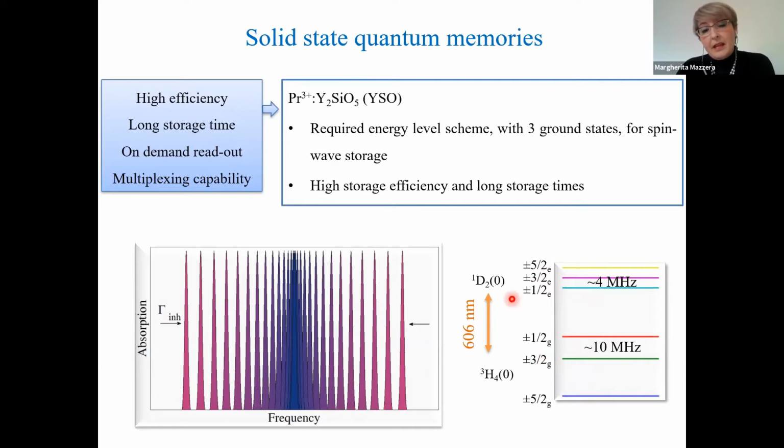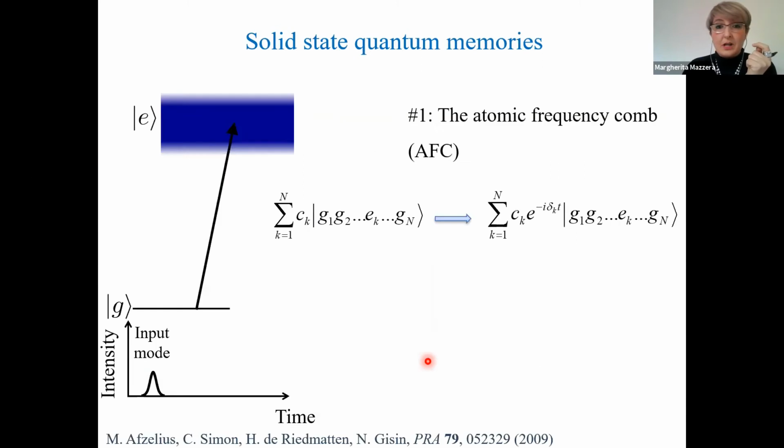Now, each atom in the matrix retains some very good coherence properties typical of the isolated atom. However, if we look at the crystal as a macroscopic object, because each atom sees a slightly different environment, the crystal will have an inhomogeneously broadened absorption profile that we can use to tailor some very specific structure that will be useful for the storage protocol.